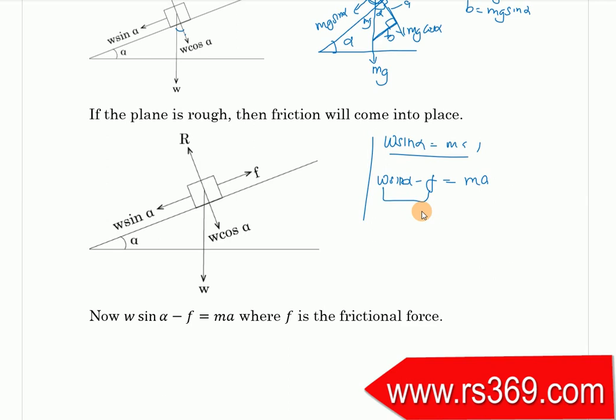That is in accordance with Newton's second law, that the resultant force shall always be equal to the product of the mass and the acceleration produced on the body. So we are saying that now W sine alpha minus F is equal to ma, where F is the frictional force.